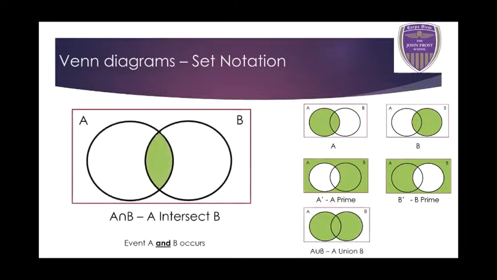The other word is intersect, and this is represented by pretty much an upside down U, okay? So A intersect B describes event A and B occurring, okay? So union is or, and intersect is and, okay? You can see it's highlighted on the Venn diagram. It is the overlap between the two events A and B, okay? So that intersect is the two events occurring together, okay?